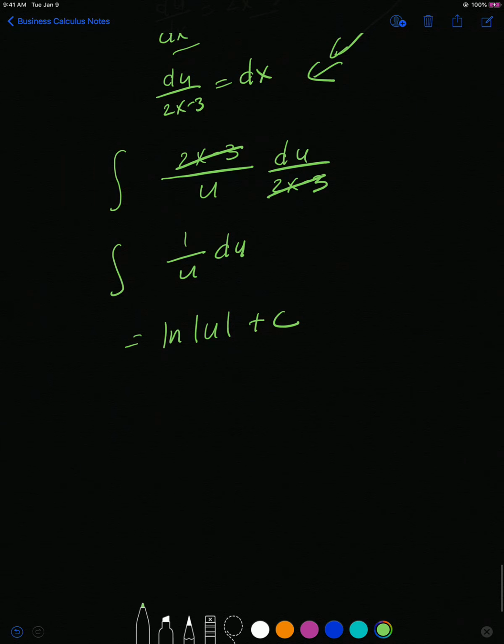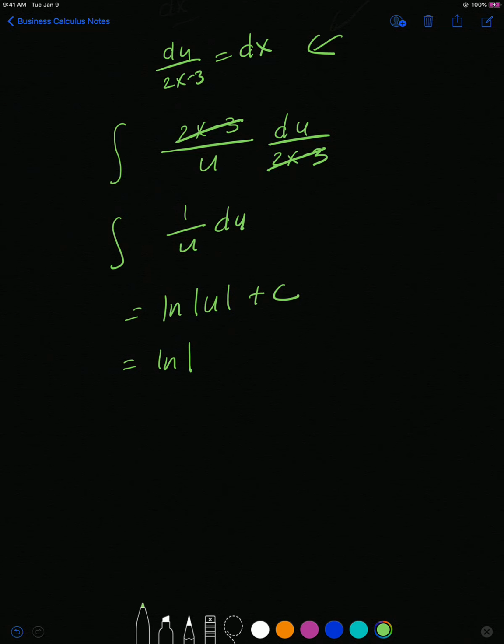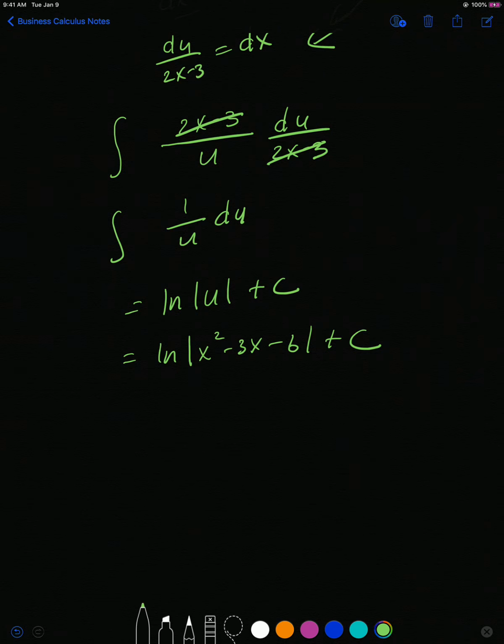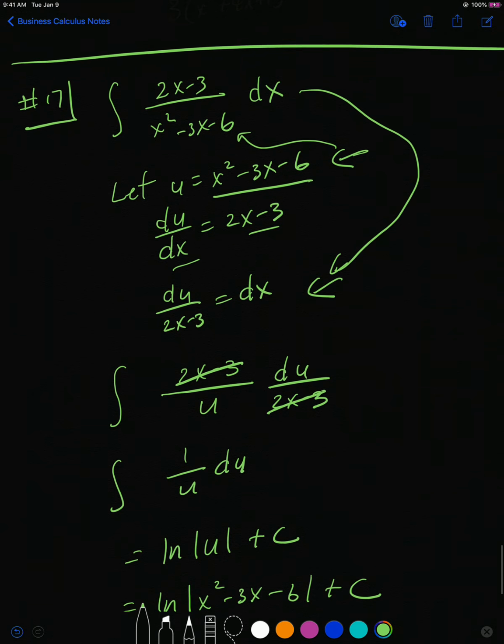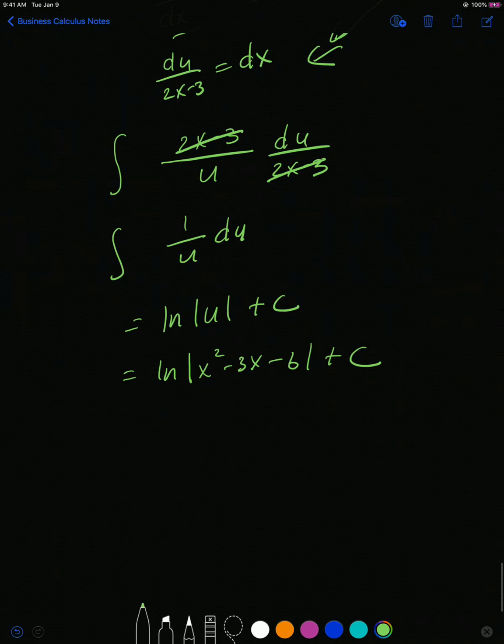Did you remember that? Therefore, it's going to be ln absolute value of x squared minus 3x minus 6, plus c, plugging my u back in. And there you go. It looked exactly the same, but our answers ended up being totally different. That is because of the single u in the denominator.